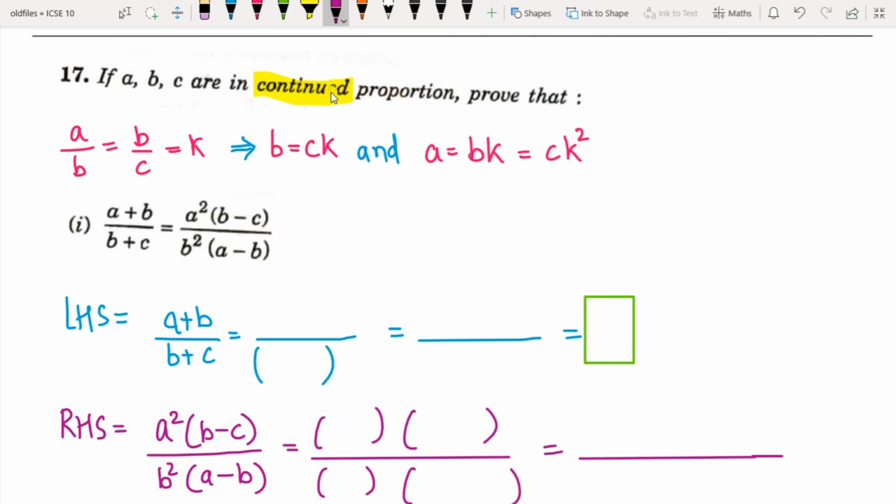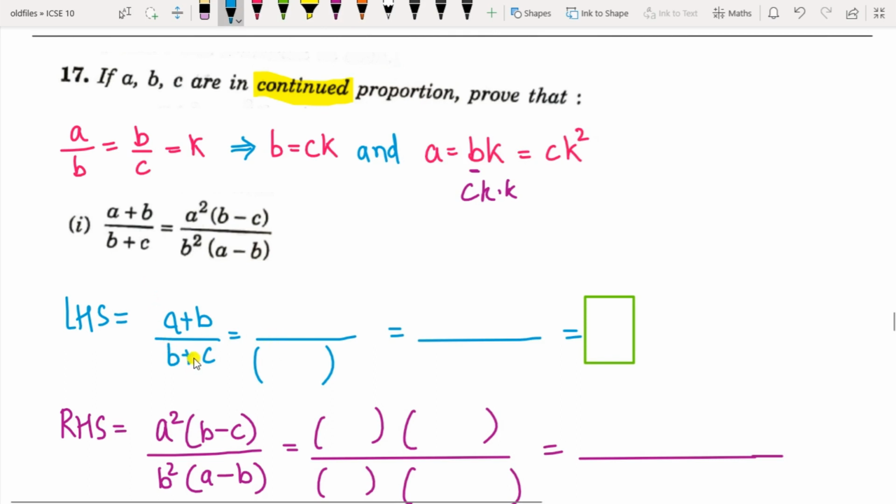So if it is a continued proportion, then the ratio will be written in such a pattern. So here the value of B becomes CK and A becomes BK. But what is the value of B? From this, the value of B will be CK. So CK into K will be CK square. So the value of A will be CK square. So for the value of A, you have two values: either you can substitute BK or you can substitute CK square, according to the given question.